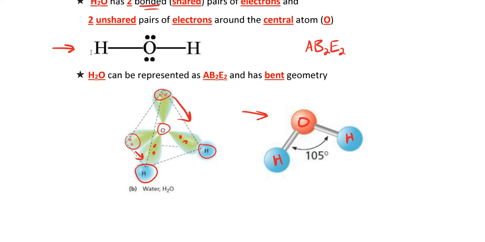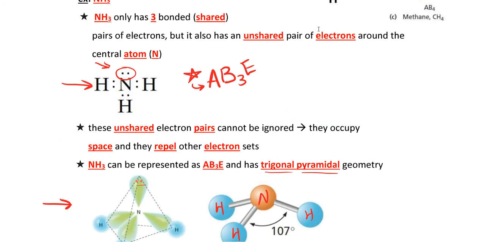So it has what we call a bent appearance, and every single molecule that has this code, AB2E2, will have a bent geometry. And actually, that's something maybe I should point out. If we go back up, every single molecule that's AB3E is going to have this trigonal pyramidal geometry.